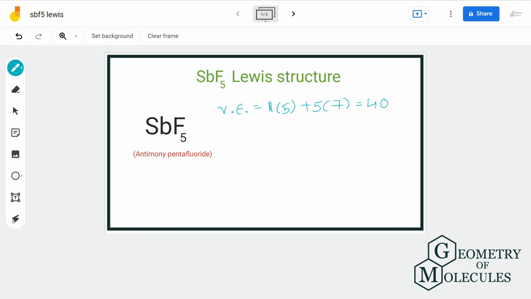For the arrangement of atoms, we will place antimony in the center as it is the less electronegative element and arrange fluorine atoms around it. Then we will place an electron pair in between each atom for bond formation. As you can see, each fluorine atom needs 6 more electrons for a complete outer shell. So let us go ahead and assign 6 electrons to each fluorine atom.